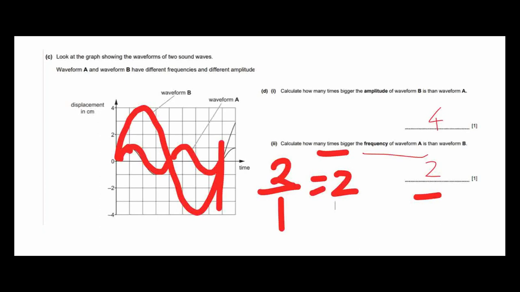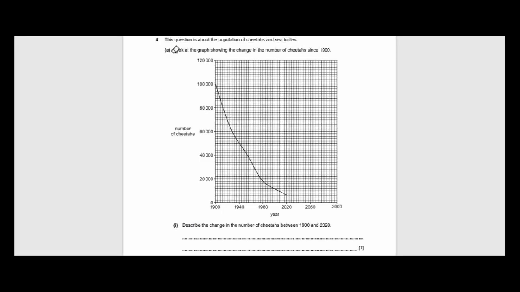Next number. Again, question 4. The question is about the population of cheetahs and sea turtles. Question A. Look at the graph showing the change in the number of cheetahs since 1900. This shows the number of cheetahs and the year. Question 4A part 1, describe the change in the number of cheetahs between 1900 and 2020.